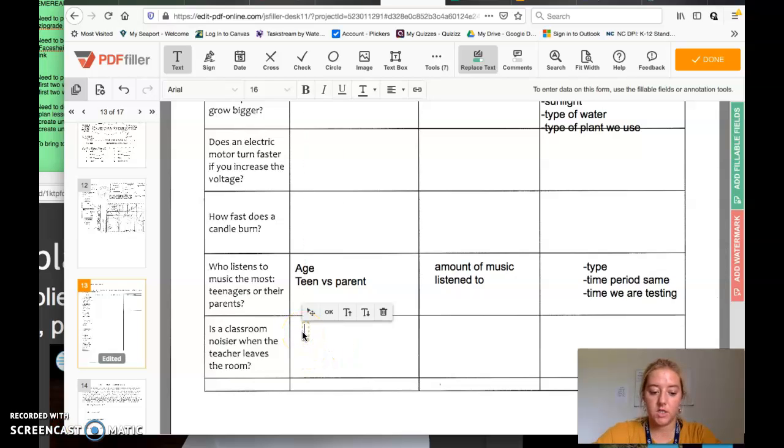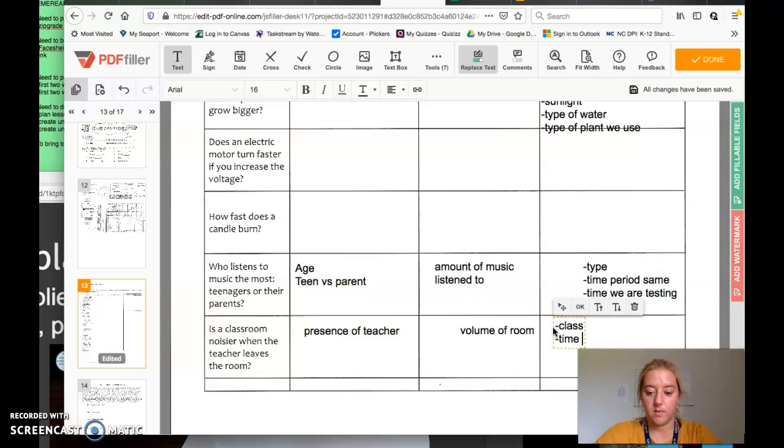Okay? The classroom one. What is the scientist changing if my research question is, is a classroom noisier when the teacher leaves the room? So what is the scientist changing? The presence of the teacher. What are we measuring? Volume of the room. Things that we'd want to keep the same is the class, right? Or do we have just a noisier class? And that's maybe why they're talking. Want to keep the time the same, right? Some of you are more talkative in the morning than you are at night, vice versa. And there are many, many more.